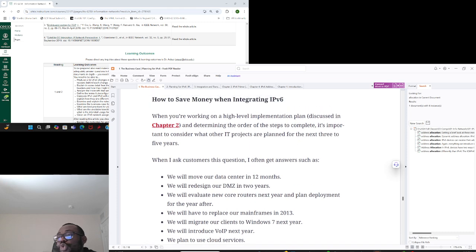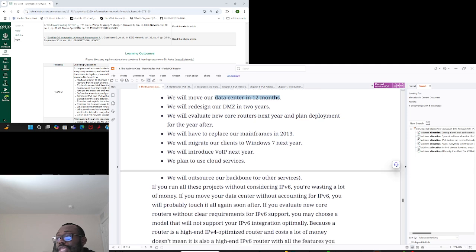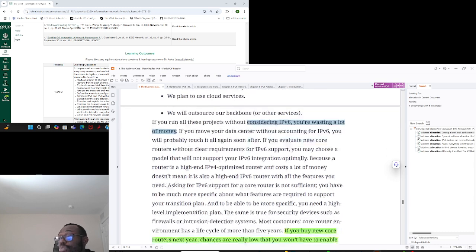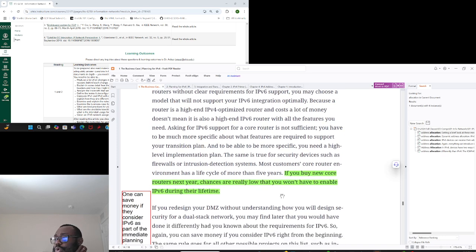So here we're trying to say that if you ask customers, they say, I have a plan to upgrade my data center in the next 12 months, I'm redesigning my DMZ in 2 years. Anything that starts between now and 5 to 10 years, you must necessarily consider IPv6 as part of your overall infrastructure. In that way, you will save the future cost now. As you leverage more of your stuff into IPv6 and ensure your infrastructure supports IPv6, you are better off and you are left off the hook of the conflict of IPv4 exhaustion, the politics around that, and all those kinds of stuff.